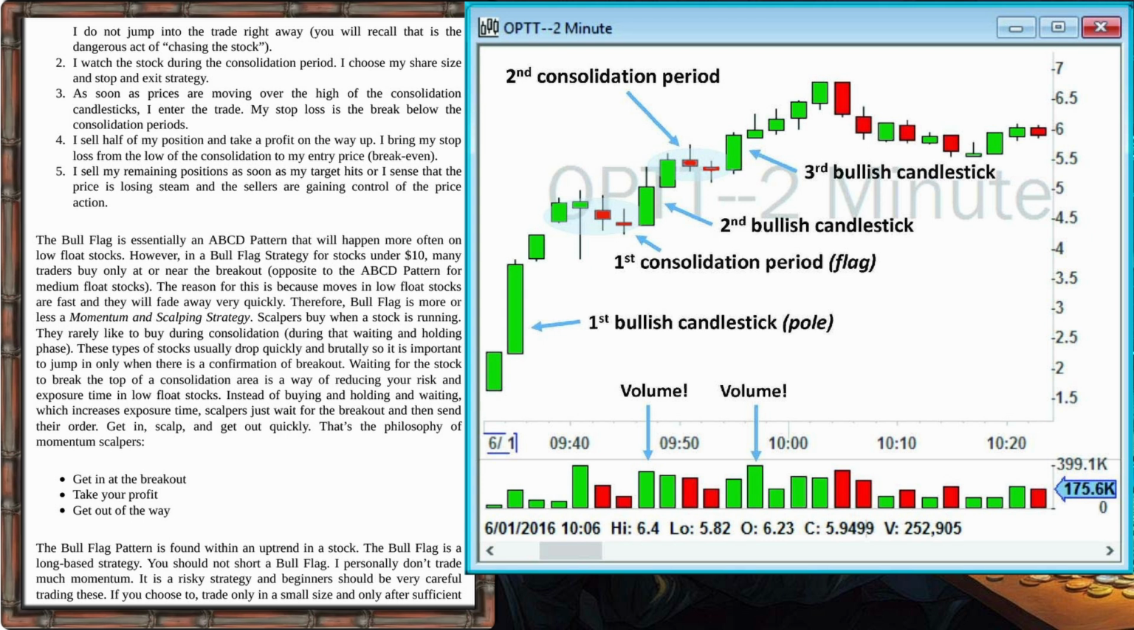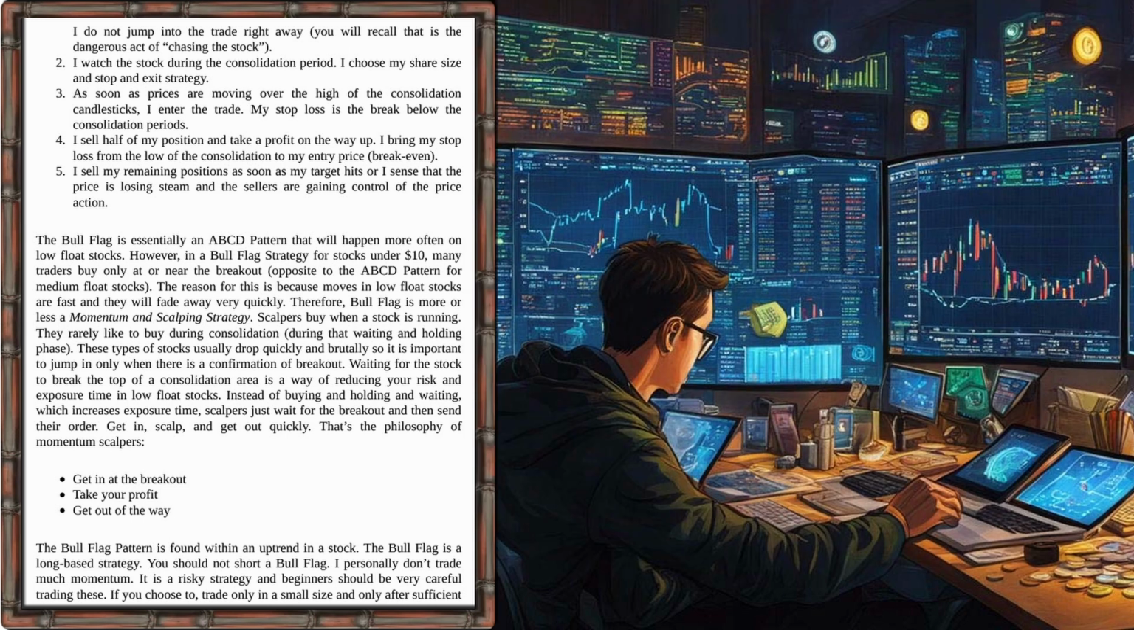Waiting for the stock to break the top of a consolidation area is a way of reducing your risk and exposure time in low float stocks. Instead of buying and holding and waiting, which increases exposure time, scalpers just wait for the breakout and then send their order. Get in, scalp, and get out quickly. That's the philosophy of momentum scalpers. Get in at the breakout, take your profit, get out of the way.